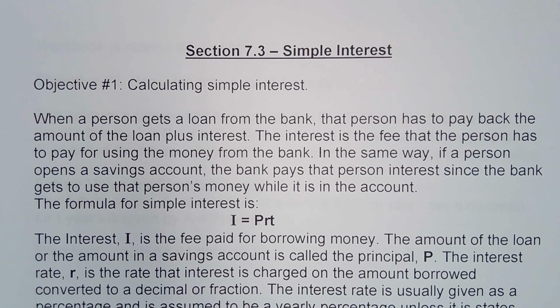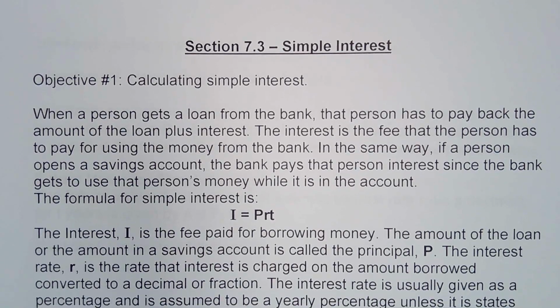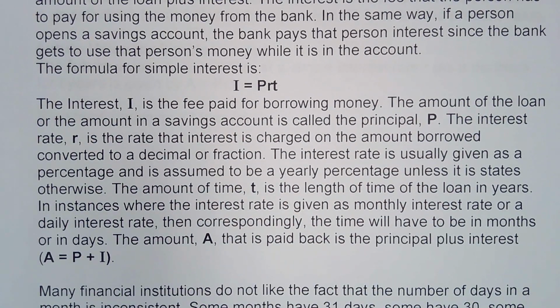The formula for simple interest is I equals PRT. The interest I is the fee paid for borrowing money. The amount of the loan or the amount of the savings account is called the principal, P. The interest rate, R, is the rate that interest is charged on the amount borrowed, converted to a decimal or fraction. The interest rate is usually given as a percentage and is assumed to be a yearly, or annual, percentage unless it states otherwise. The amount of time T is the length of time of the loan in years.